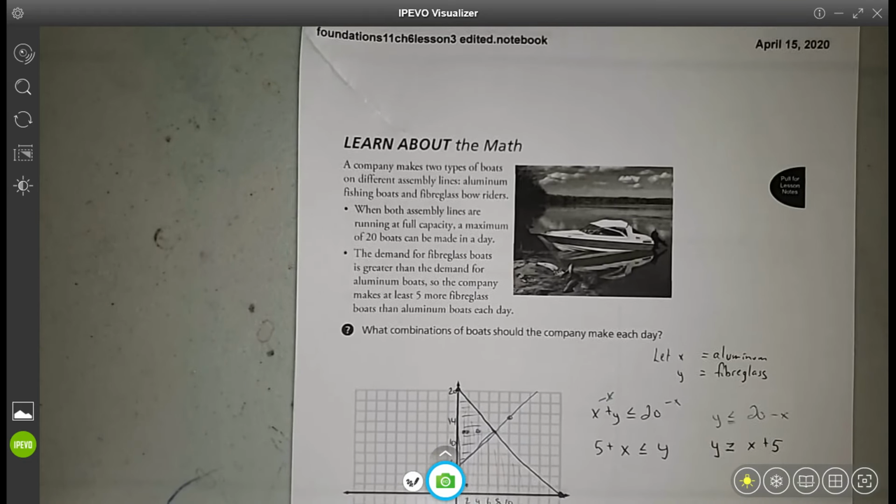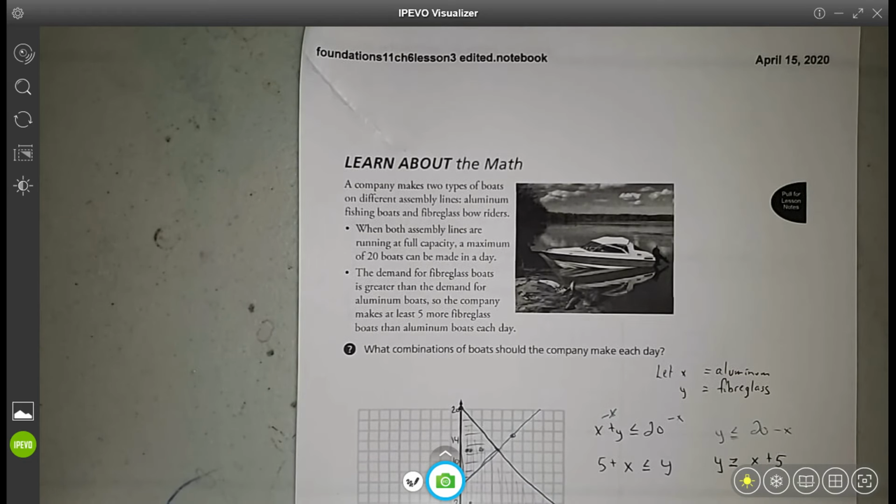All right, we're going to take a look at solving systems of linear inequalities, and we're going to use those to solve problems. For example, here we have boats. We have aluminum and fiberglass boats. So the first thing I did was I declared some variables. I said X is going to be equal to aluminum and Y is equal to fiberglass. You could use whatever letters you want. I like to use X and Y because they correspond to our X and Y axes.